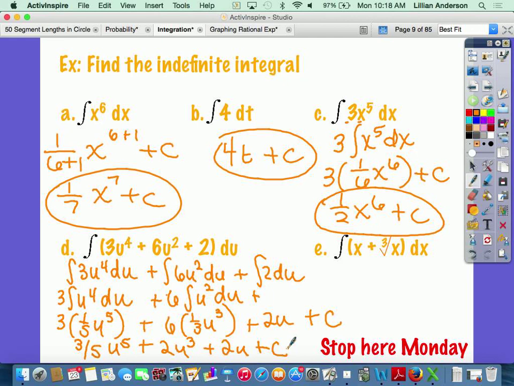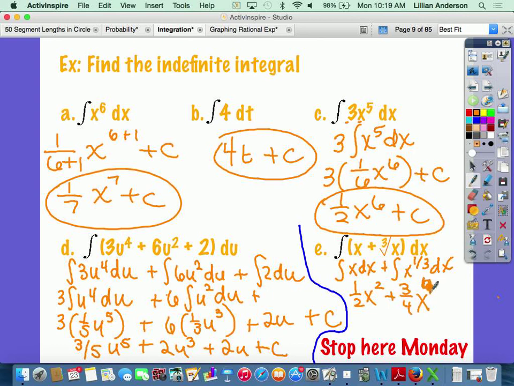All right? And the last one is another sum one. So you take the integral of x dx, and then, I think I should rewrite that? The cube root of x? Yes, rewrite it, x to the 1/3 dx, okay? Try to do that, I'll give you 20 seconds. What's the antiderivative of x? 1/2 x squared. And then what about this one? x to the 1/3. 3/4 x to the 4/3 plus c.